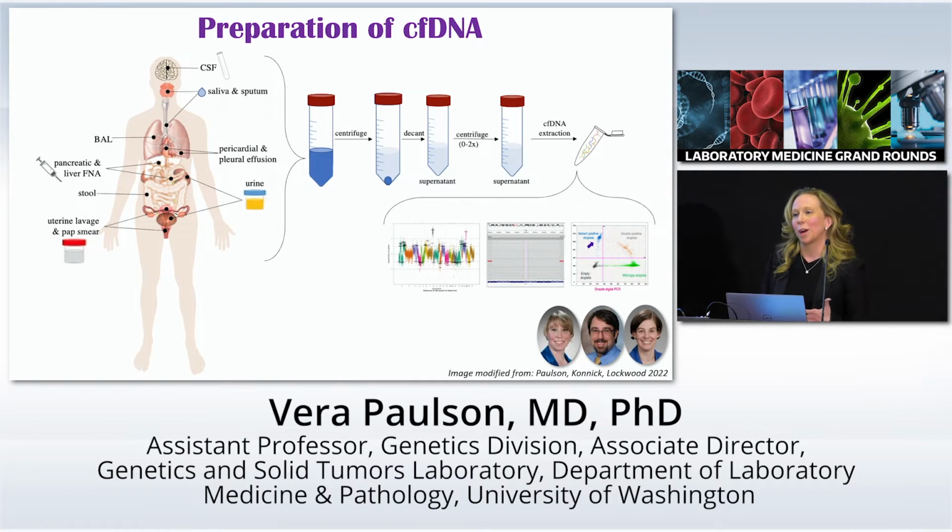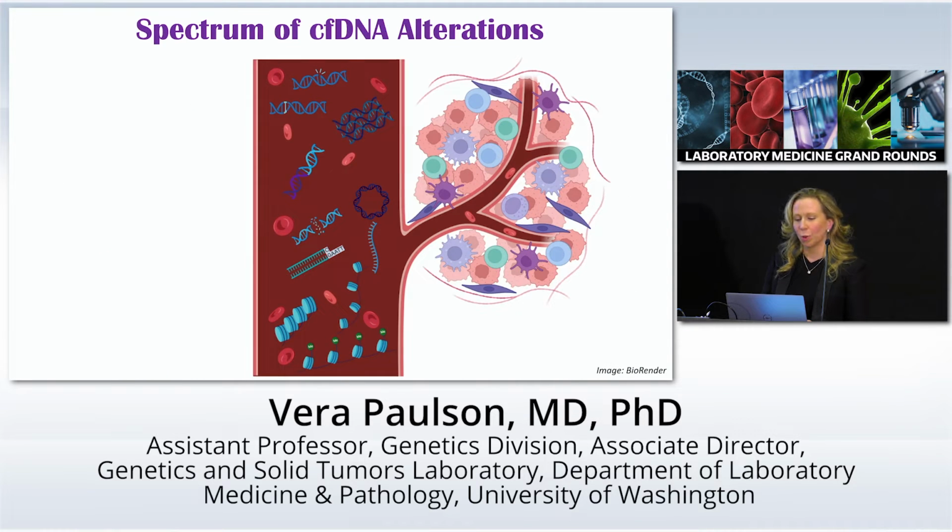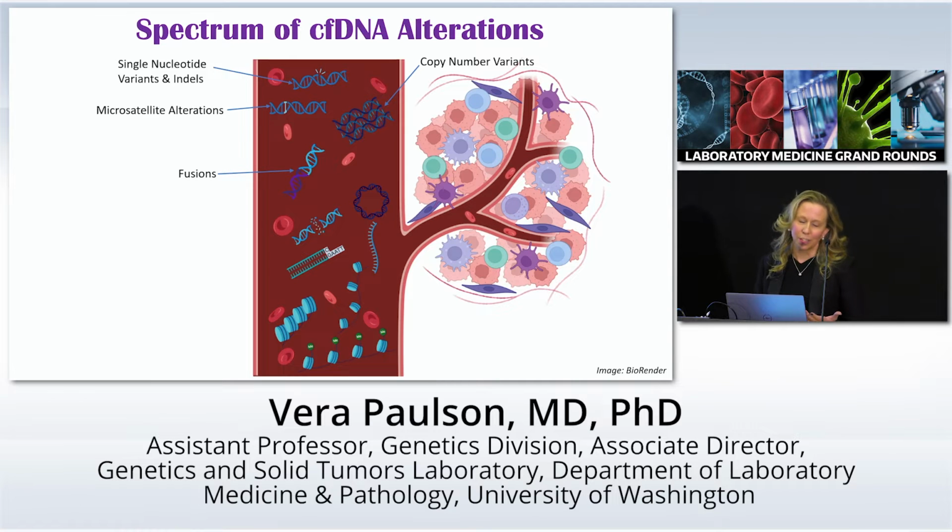All of these different compartments can be accessed and can be spun down. You do centrifugation, you just discard the pellet, and you're going after the material that's present in that supernatant. And from there, you can put it on a number of different testing modalities, just depending on what you're looking for. So we can see things like single nucleotide variants. This is probably where you think we spend most of our time, right? BRAF V600E. There's copy number changes and fusions to be found.